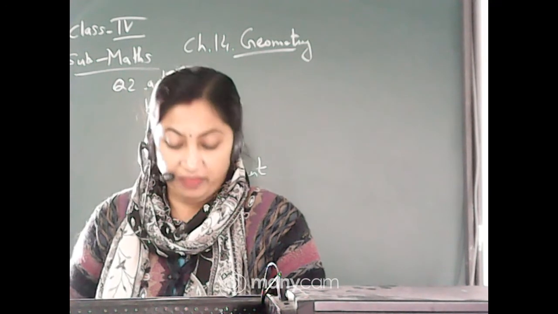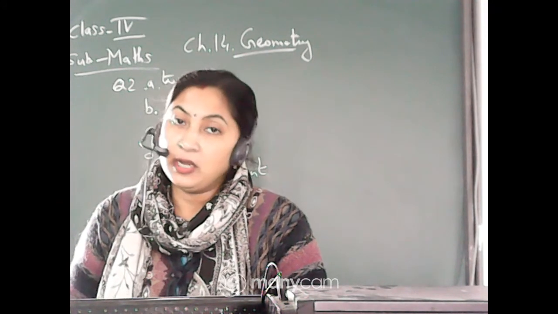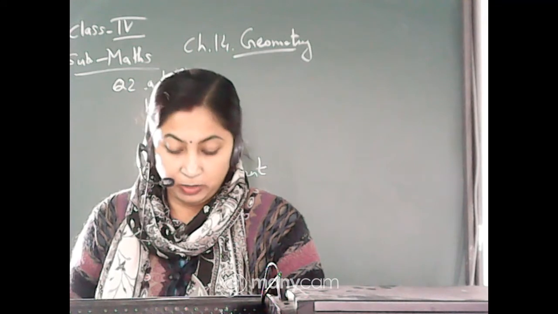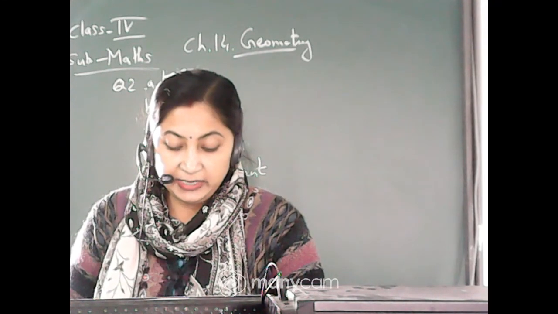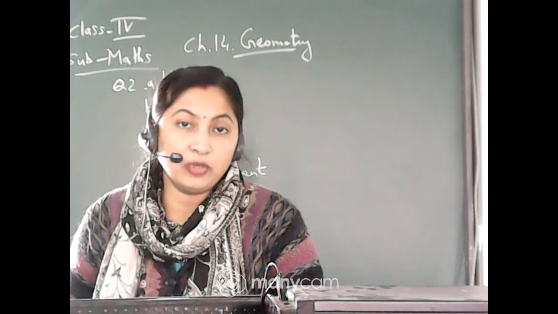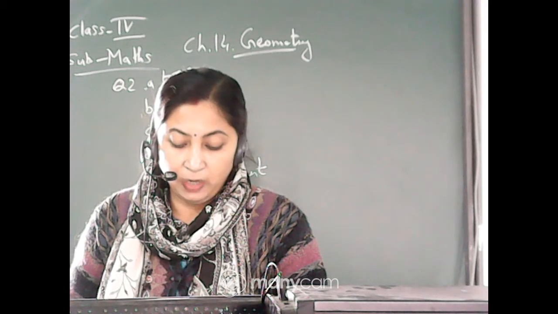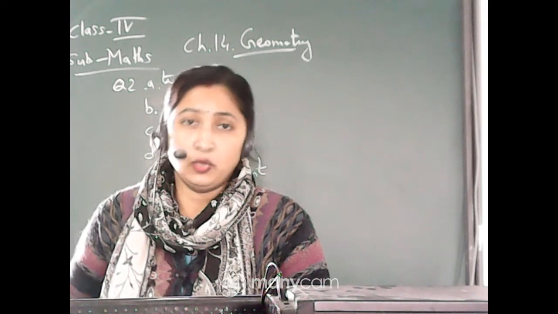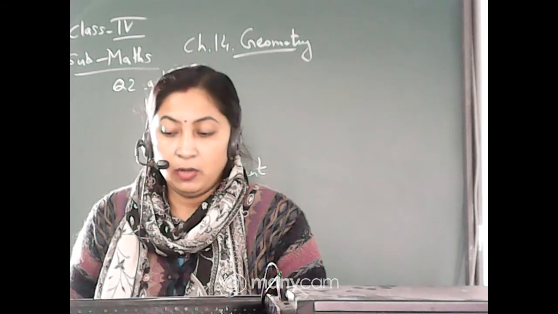Penta means five. Then a polygon with six sides is called a hexagon. Similarly, a polygon with seven sides is called a heptagon or septagon. And a polygon with eight sides is called an octagon, and so on. So a polygon with eight sides is called an octagon.